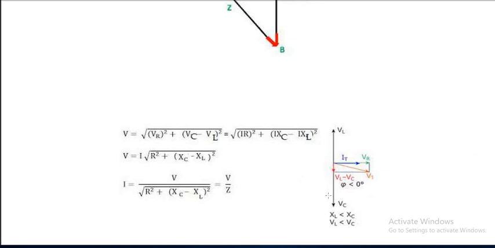You can see prominently VC is greater than VL. So we have this as a capacitive dominant circuit. So V is equal to the square root of VR square plus (VC minus VL) whole square. Right, so V will be equal to, you can take I outside, I times the square root of R square plus (XC minus XL) whole square. Okay, so that way you will be getting I is equal to V upon the square root of R square plus (XC minus XL) whole square, that is equal to V by Z.